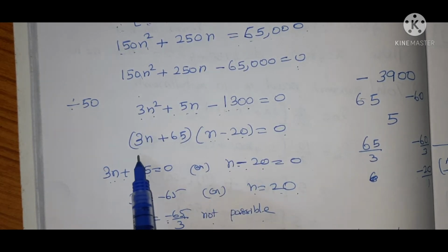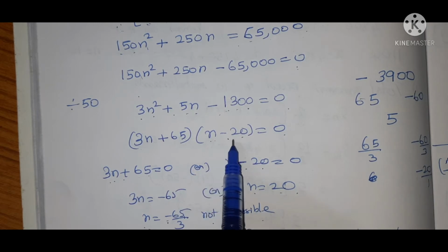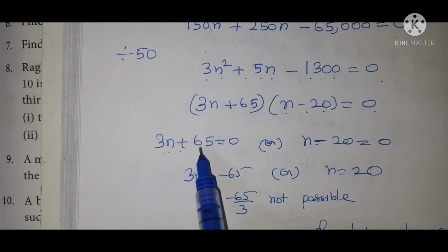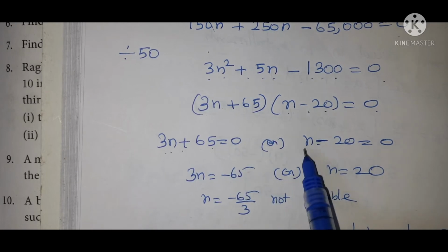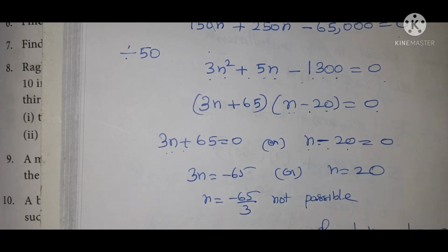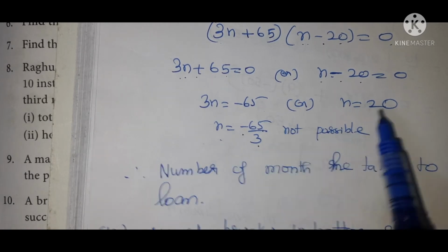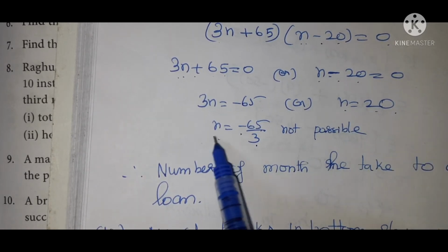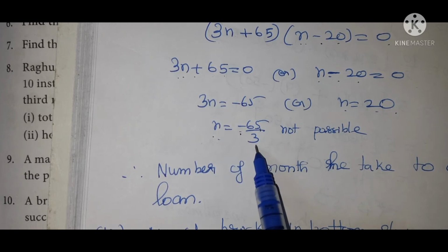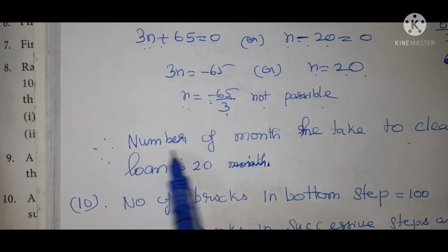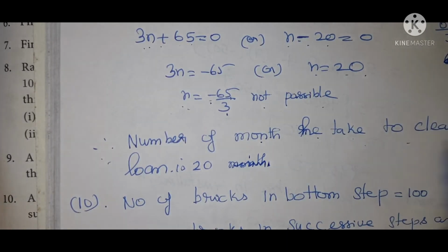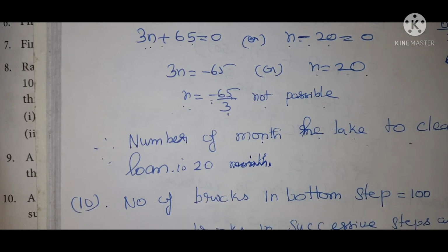Factorizing this, we get 3n plus 65 into n minus 20 is equal to 0. 3n plus 65 is equal to 0, n minus 20 is equal to 0. 3n is equal to minus 65, n is minus 65 by 3. n is 20. n is minus 65 by 3, not possible. Therefore, the number of months he takes to clear the loan is 20.